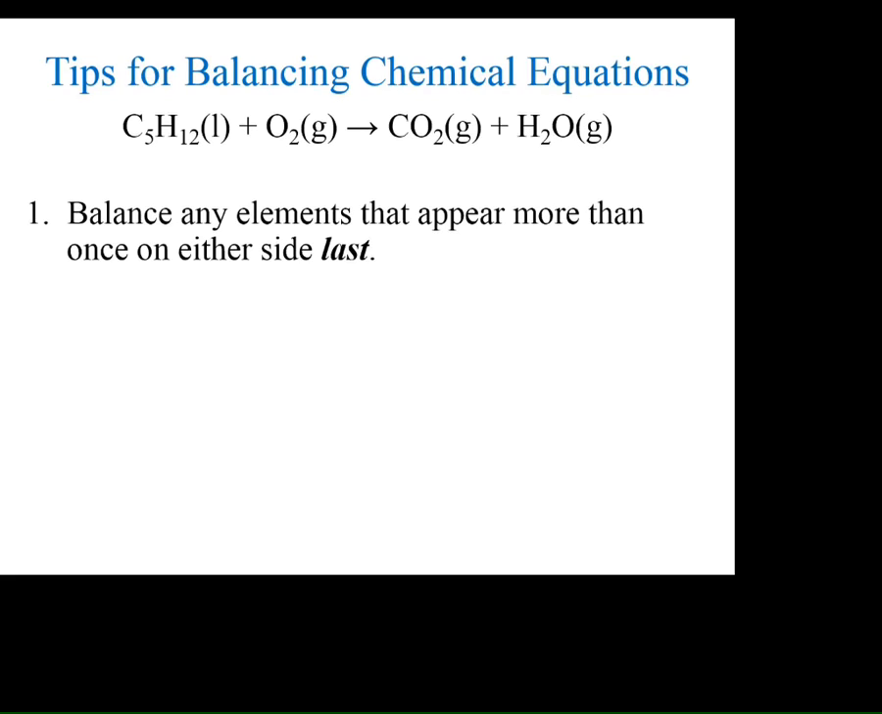Okay, so I'm going to look at this equation and see, is there any element that appears more than one time on the same side of the equation? Do you see an element that appears more than once on the same side of the equation? Oxygen, right here. I got oxygen in two places on the right side of the equation. Do you see that? So that means do not try to balance your oxygens first. You'll go insane. So balance all the ones that only appear one time first. So balance the carbons first. Then balance the hydrogens. The last thing you want to do is try to balance the oxygens. So that'll make it much easier for you.